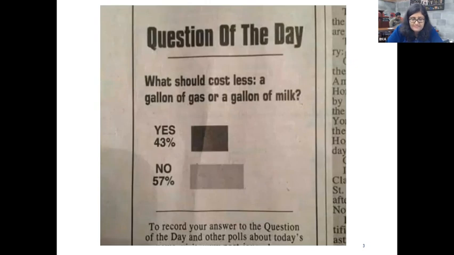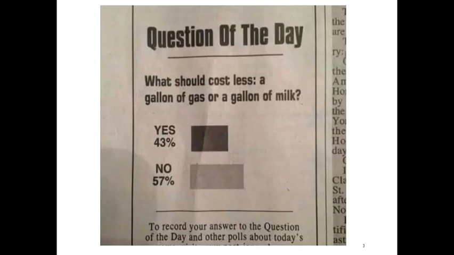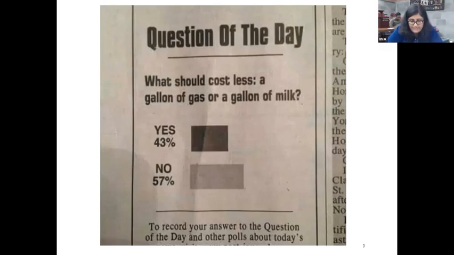Yeah, I mean, just say it. Neha? Yes, it seemed like a double-barrel question where you don't know what it's pertaining to, whether you're talking about a gallon of gas, yes or no, or a gallon of milk, yes or no. Right, exactly. So the question stem does not match the answer choices. And that is what makes it difficult to fill out a survey.